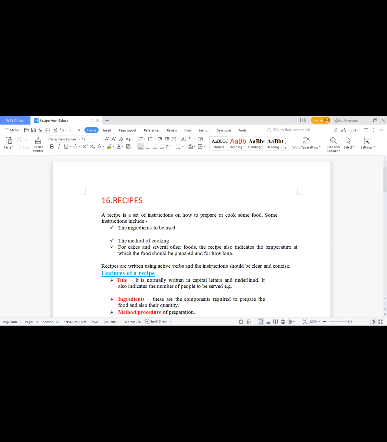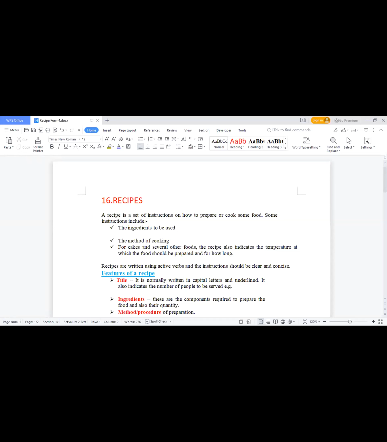So like I've said, a recipe is a set of instructions that you're supposed to follow for you to deliver a meal. Whatever is required is the ingredients first, because you can't prepare a meal without the ingredients. So you have to list them in order of what you're going to use first. Then also the method of cooking. So you know there are so many methods of cooking: boiling, baking, frying, and so on. So you also have to identify the method that you're going to use to prepare a certain meal.